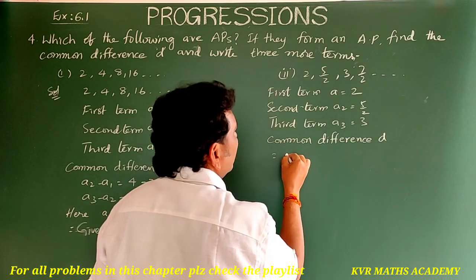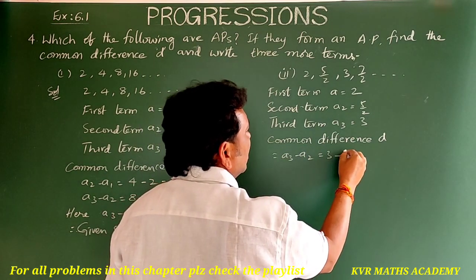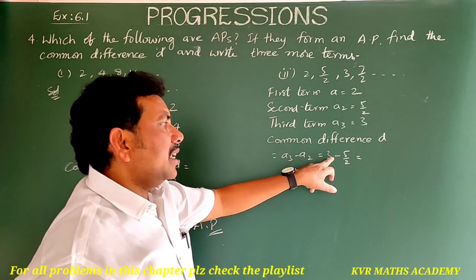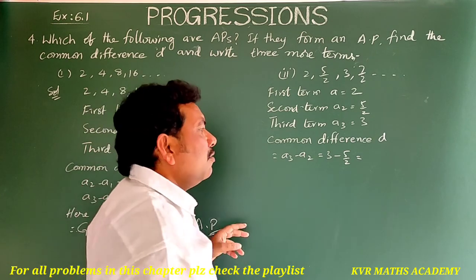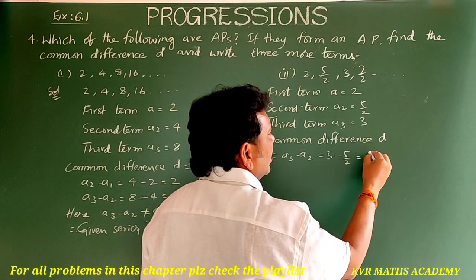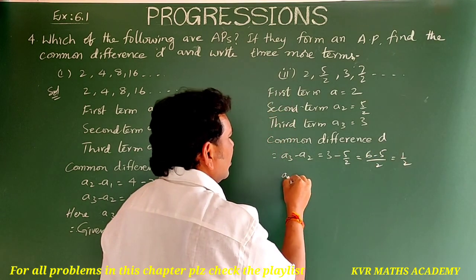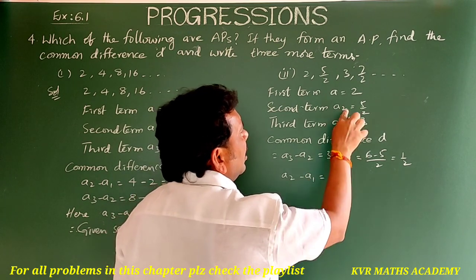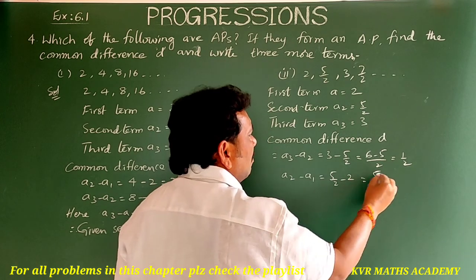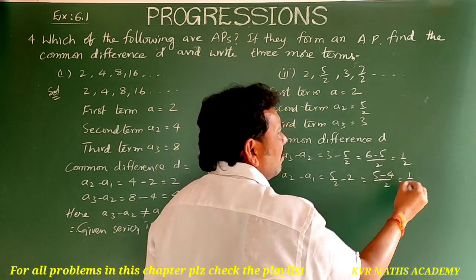Common difference d is equal to a3 minus a2, which is 3 minus 5 by 2. Two 3s are 6, 6 minus 5 is 1 by 2. Next, a2 minus a1: 5 by 2 minus 2. This is 5 minus 4, which is 1 by 2.